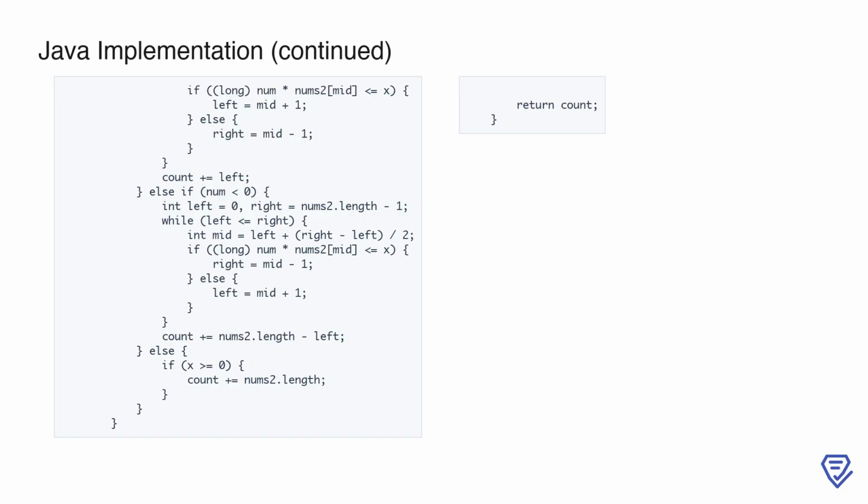Finally, if the number is 0, any product involving it will also be 0, so we simply add all elements of nums2 to the count if x is non-negative. This ensures that all cases, positive, negative, and 0, are handled correctly, and the method returns the total count of products less than or equal to x.